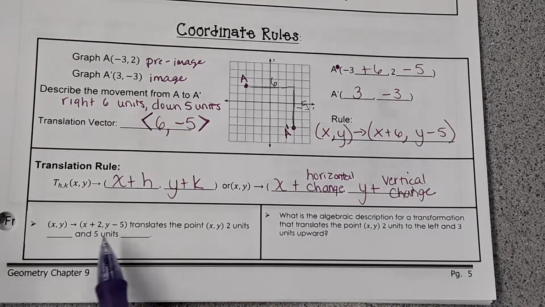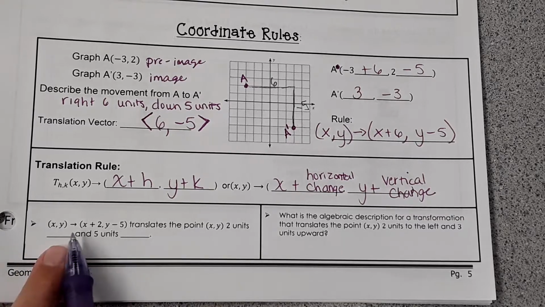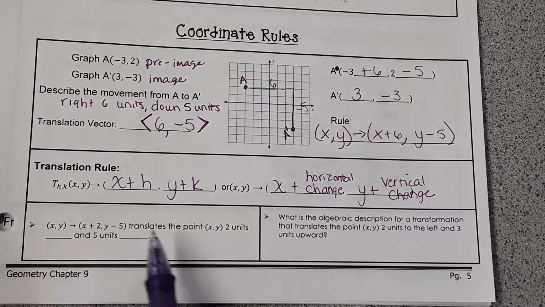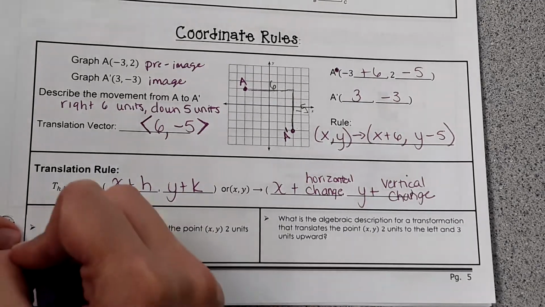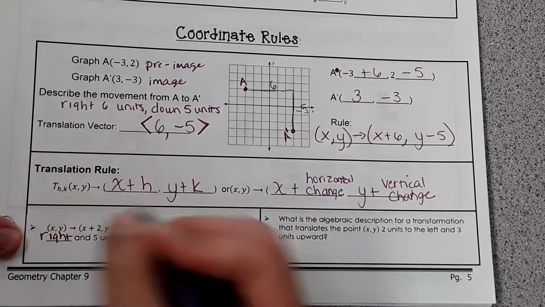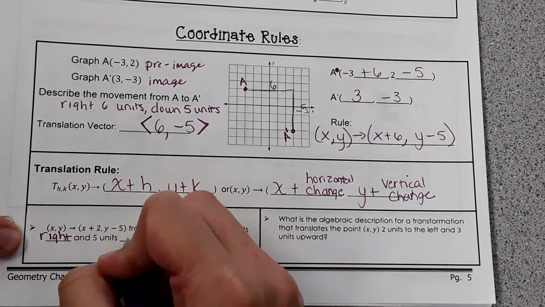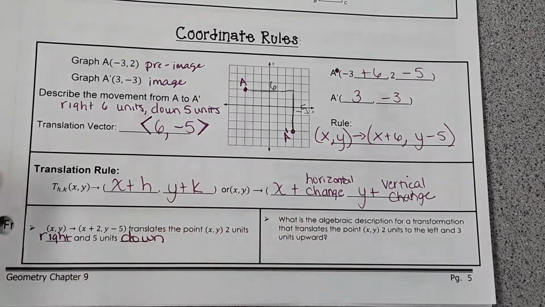Then we have two different examples down here. It shows a rule here with x plus 2, y minus 5. That would translate the point x, y 2 units. Plus 2 would be 2 units to the right. And minus 5 would be 5 units down. And you always do the horizontal change before you do the vertical.